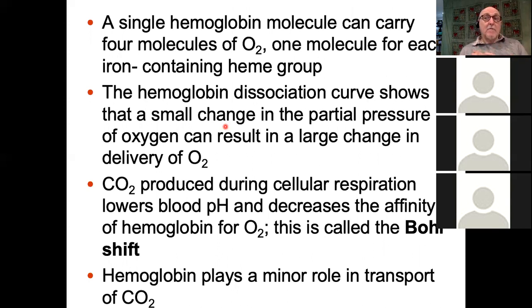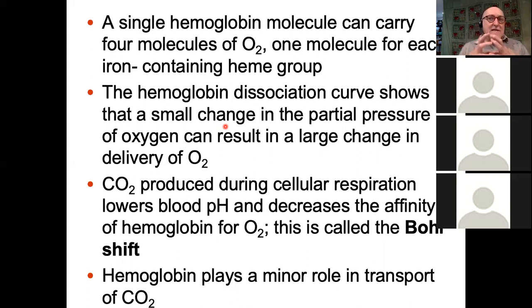So a single hemoglobin molecule, I told you it has 4 different parts to it. Each of them can transport an oxygen molecule. So one hemoglobin molecule can transport 4, and each erythrocyte is packed with a gazillion hemoglobin molecules. So each erythrocyte can carry a substantial amount of oxygen.